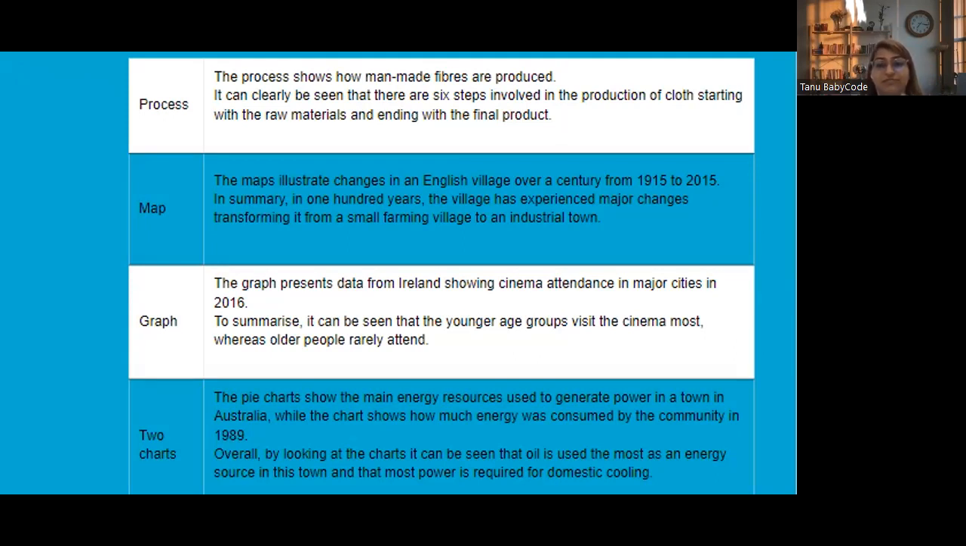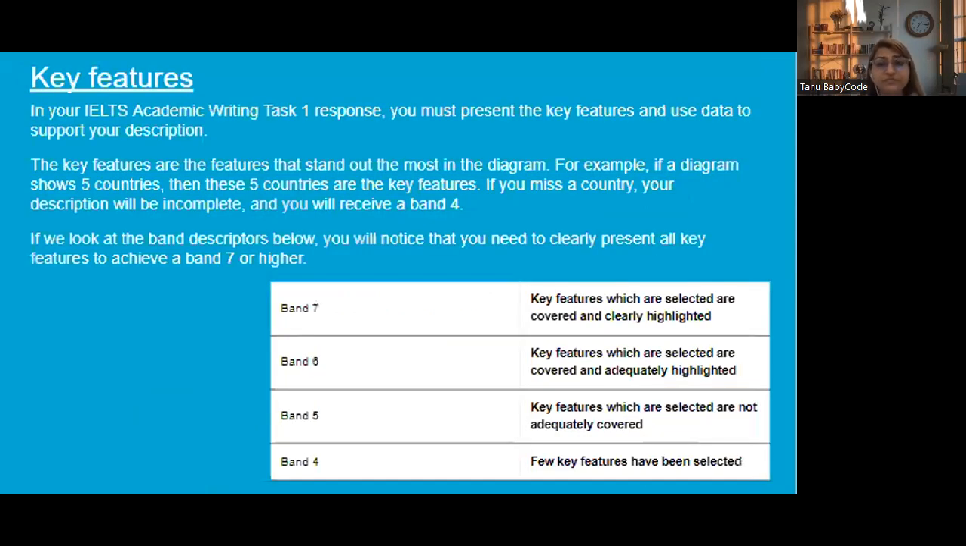Graph, again, a graph can have something increasing or a highlighted trend. So you can write that the younger age group visit the cinema most, whereas older people rarely attend. Two pie charts, again, you have to write for the first one and the second one. So overall, by looking at the charts, it can be seen that oil is used most as an energy source and the most power is required for domestic cooling. So you are writing an overview for both. Clear? Now let's talk about key features.